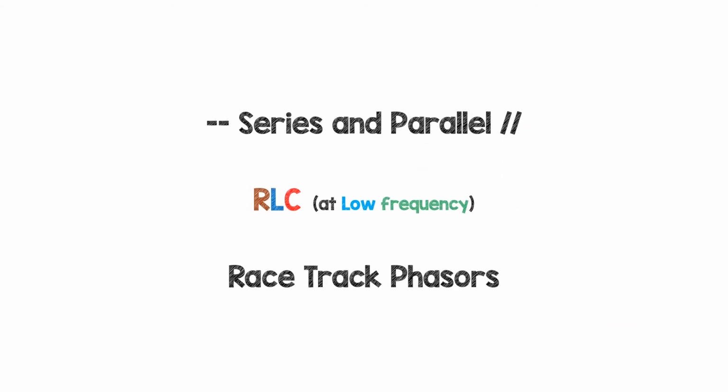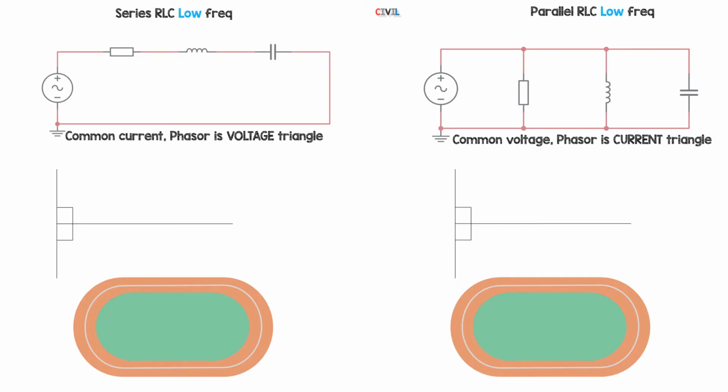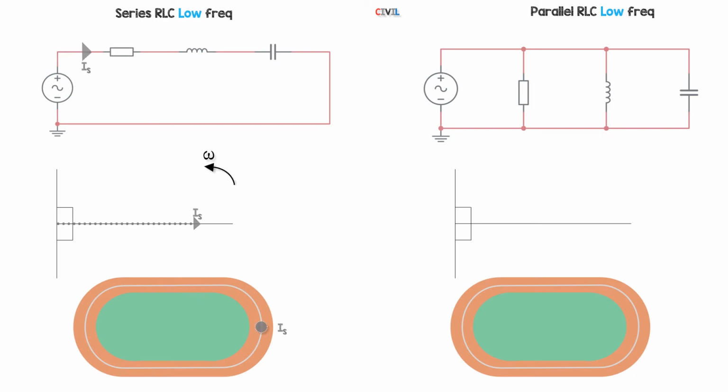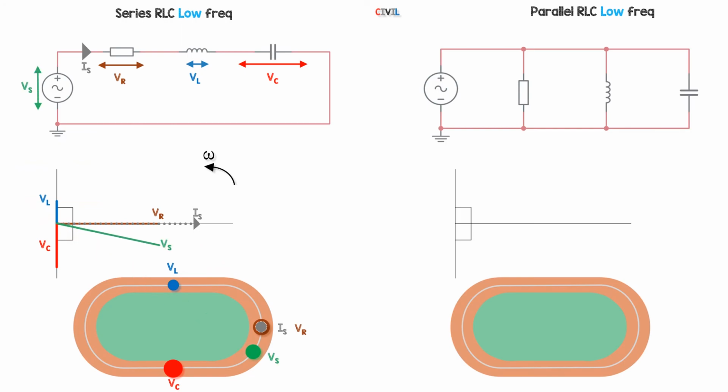Now looking at RLC at low frequency, series and parallel. The common current for our series circuit lives on the x-axis as ever. So there's IS. There's VL. It's quite small at low frequencies. VC is large at low frequencies. The resistor voltage is dictated just by the resistance, and our current is leading in this example at low frequency. The current leads the supply voltage. And because it's low frequency, they're spinning more slowly.